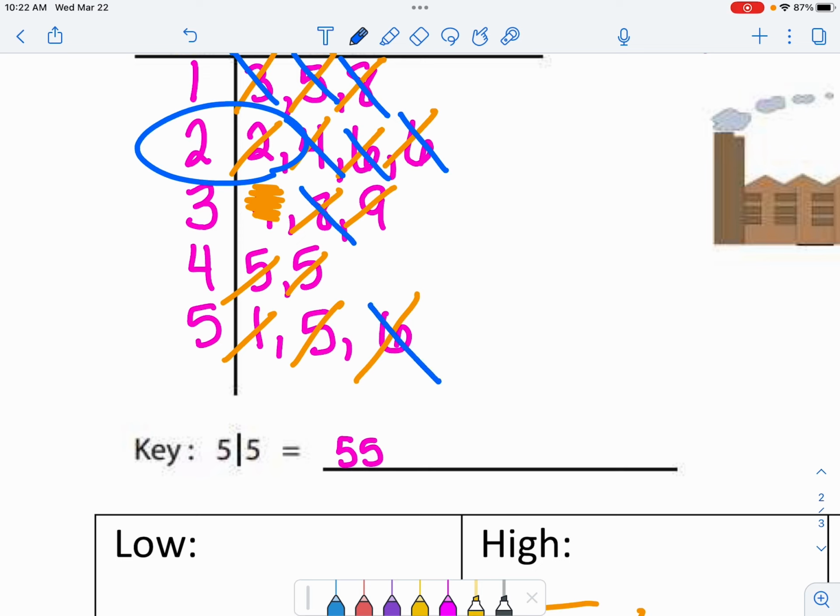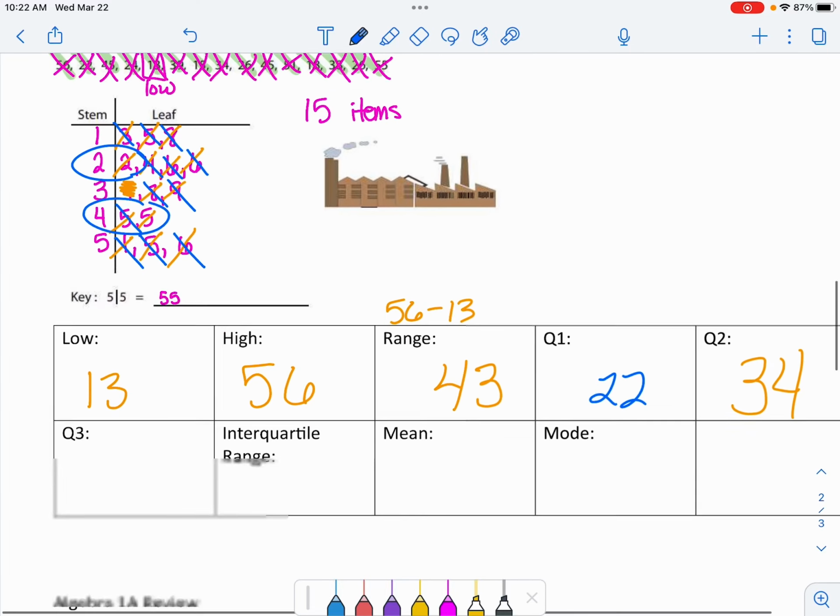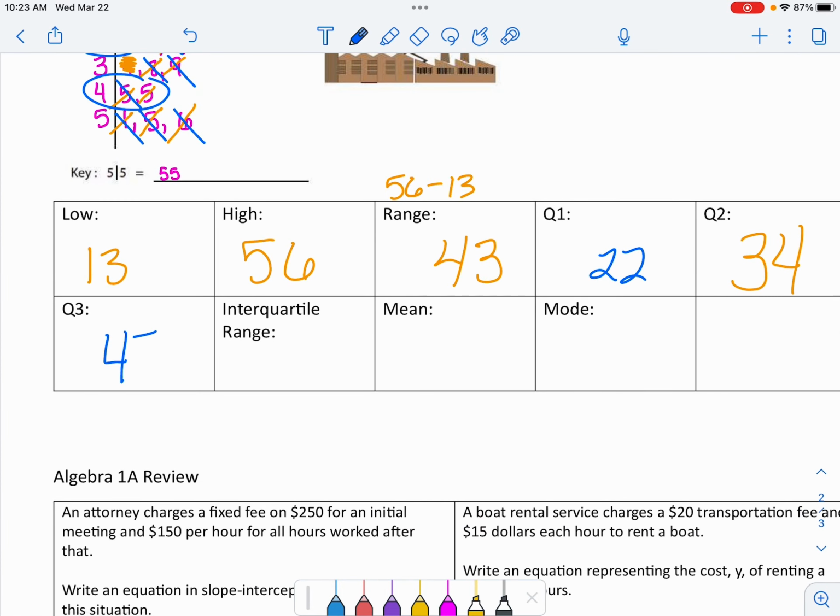All right, let's do quartile 3 the same way. 56, 38, 55, 39, 51. And I got a clean cut one again. Yes, that 5 right there, 45. Now, if that's too much of a struggle, please feel free to write them all out in order.